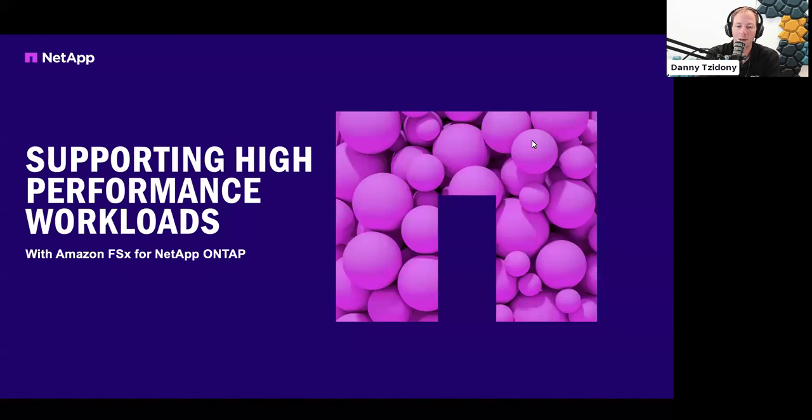Today, we're going to talk about supporting our high performance workloads with the right storage layer for that. And today we're going to talk about Amazon FSx for NetApp ONTAP and how it can help with our high performance workloads. Before we begin, I would take this minute to start introductions.